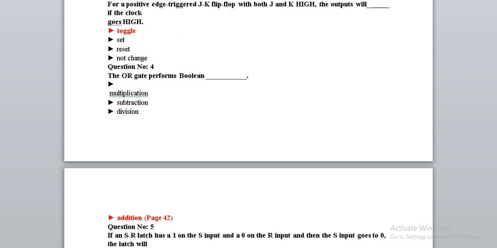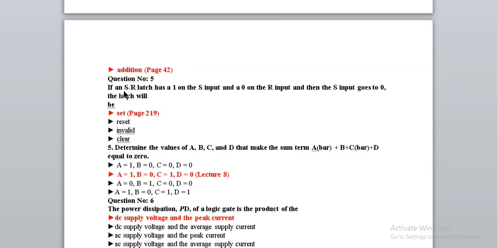Addition. If an SR latch has R = 1 on the S input and R = 0 on the R input, and then the S input goes to 0, the latch will be set. Determine the values of A, B, C and D.